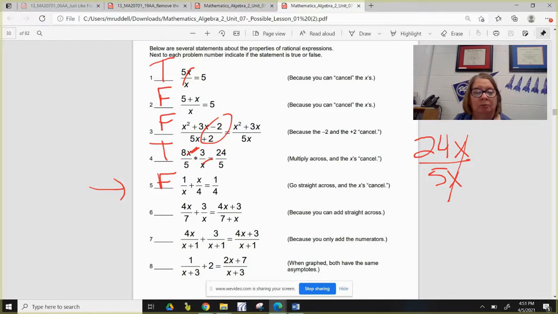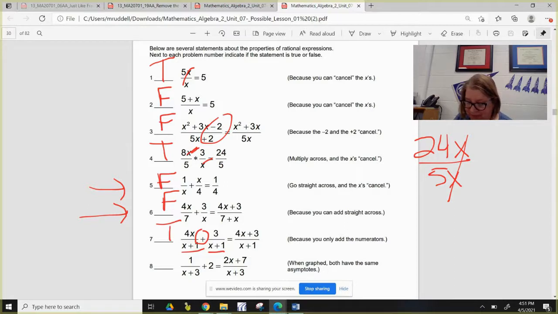What about this one? 4x plus 3 over 7 plus... Can you just add straight across with the last 3 days you've spent adding and subtracting? Can you do that? No, you have to find a common denominator first. Number 7. You're adding. We have a common denominator. They added the top and left the bottom the same. Looks good. That one's true.